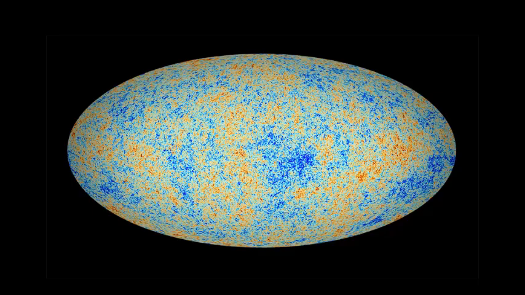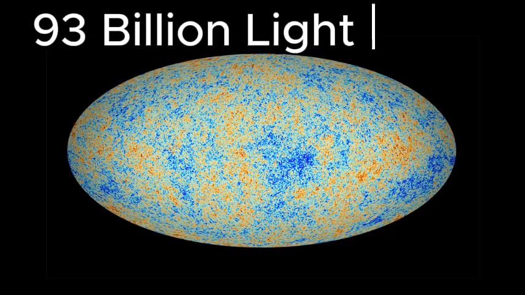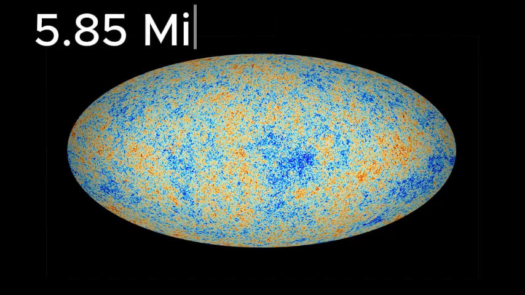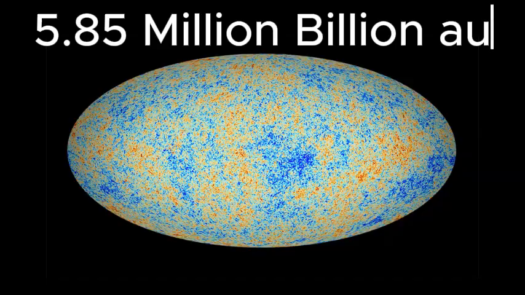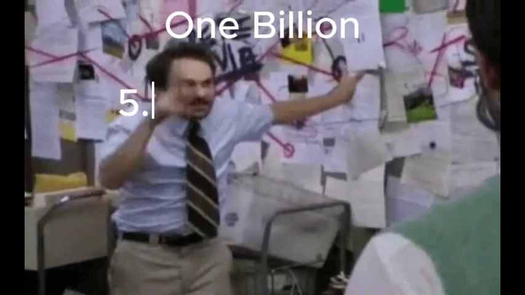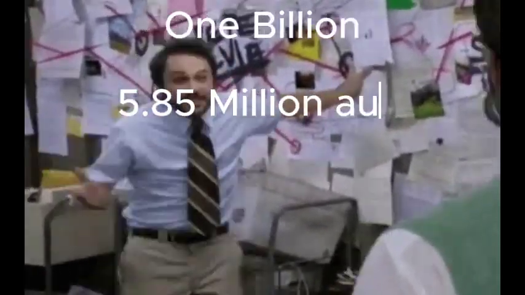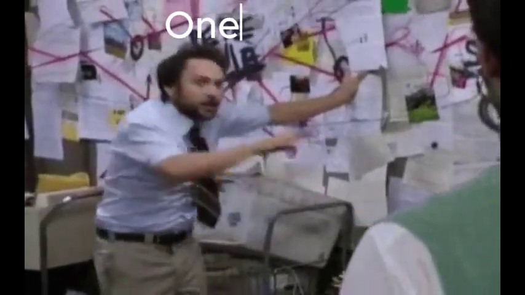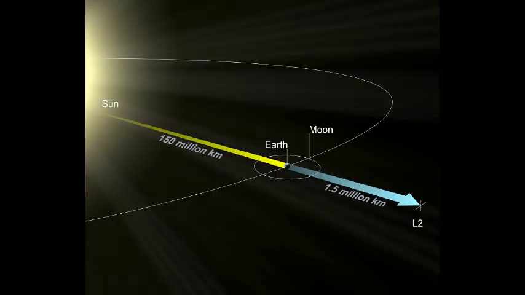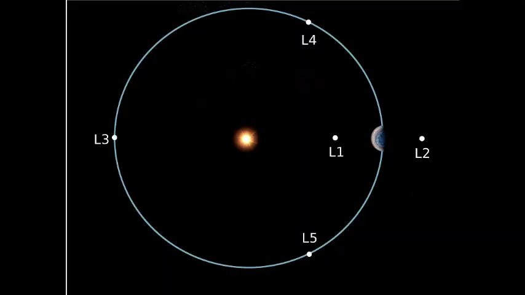Fun fact, the universe is estimated to be 93 billion light-years across, and in AU, it'll still be 5.85 billion AU across. That means you'll need 5.85 million AUs to measure the universe. But I digress. Now let's explain the L2 and L3 points.